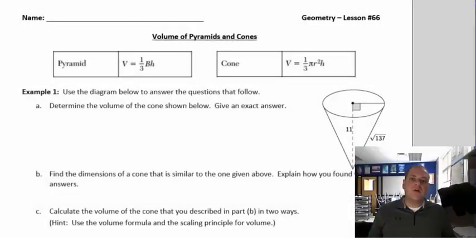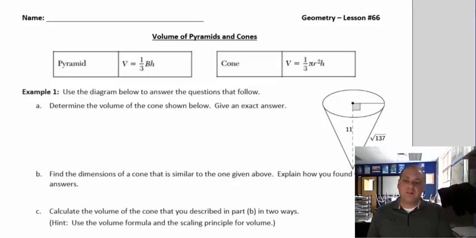All right, rolling along with more volume. This time, pyramids and cones. Kind of broke it down. Prisms and cylinders last time, pyramids and cones this time. There's the formulas for a pyramid and a cone. Very similar to prisms and cylinders.